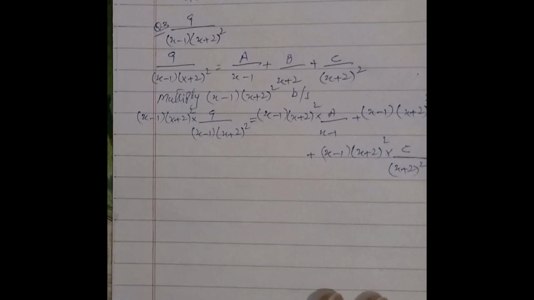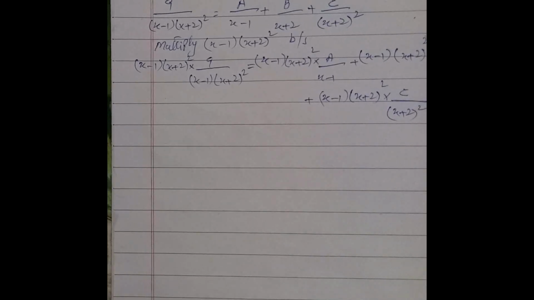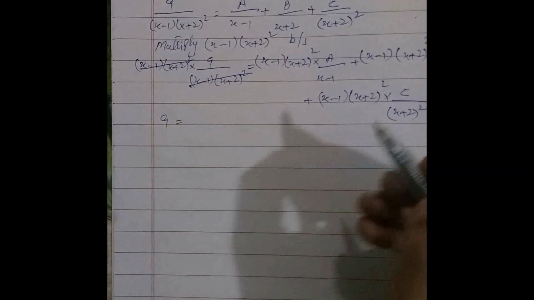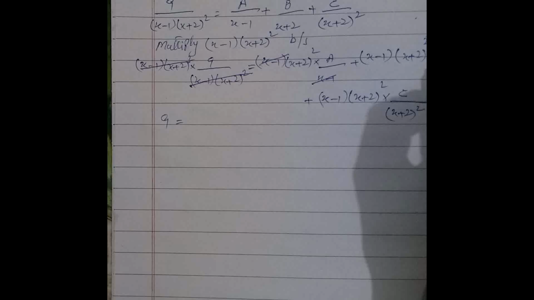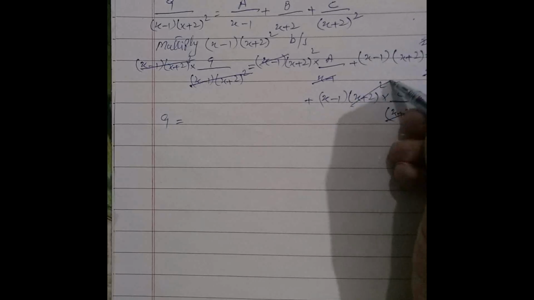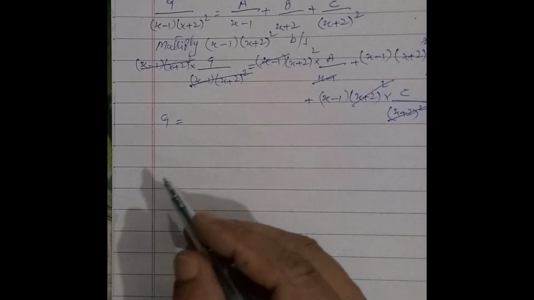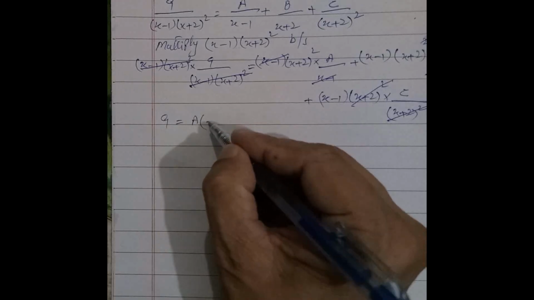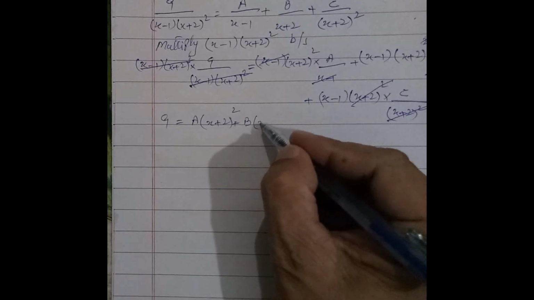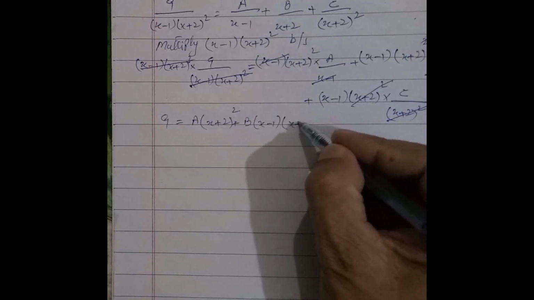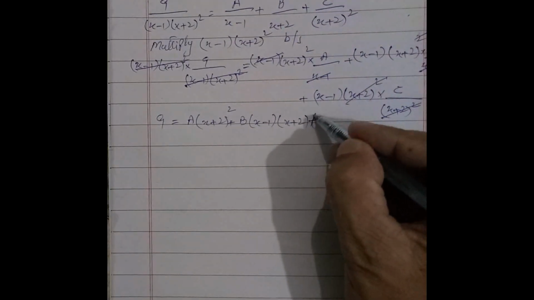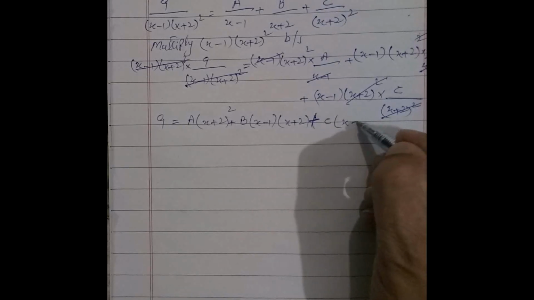Now simplify these values. We get 9 is equal to, after cancelling x minus 1 with x minus 1 and (x plus 2) whole square with (x plus 2) whole square, the remaining values: a into (x plus 2) whole square plus b (x minus 1)(x plus 2) and c (x minus 1).